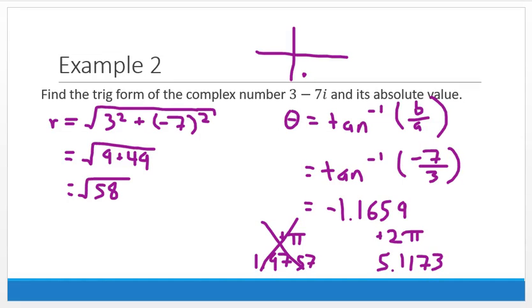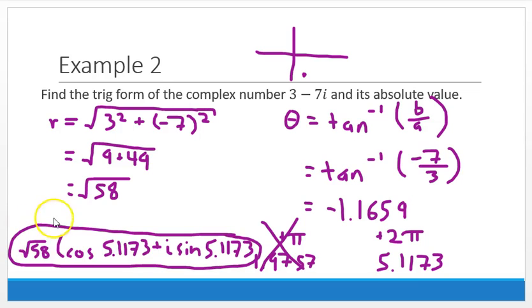So now we have both r and we have theta, which means we can write our trig form of the complex number. So the trig form is r times cosine of theta plus i sine of theta. Now that we know r and theta, we're just plugging those numbers into those respective spots, being careful to make sure that you pick the right theta value. And remember, we already said that when they asked us to find the absolute value, that actually was this number. So if that's a separate entry for a test question or a homework assignment, then you're just specifying that r value that we found here, the square root of 58.